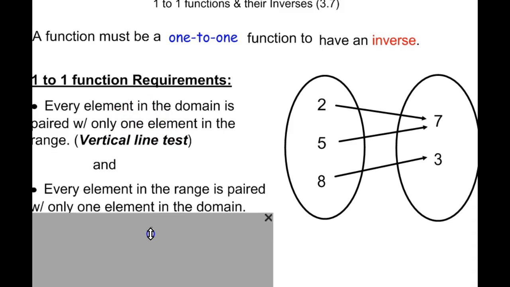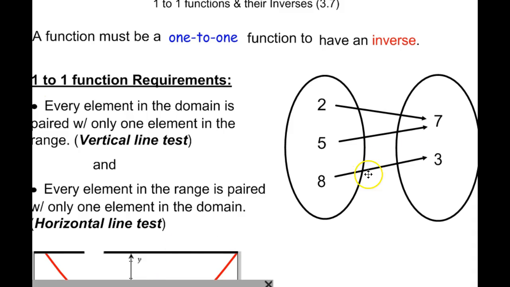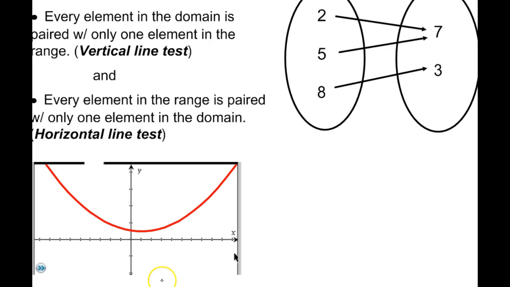And to be super special, every element in the range is paired with only one element in the domain. Let's see, there are two elements in the range. This 7 is paired with both 2 and 5. So this function does not pass the horizontal line test, the second part of the test. And so this particular function would not have an inverse.